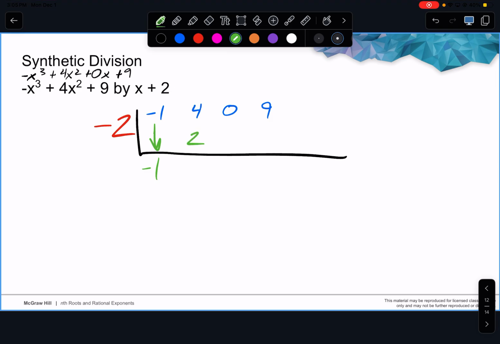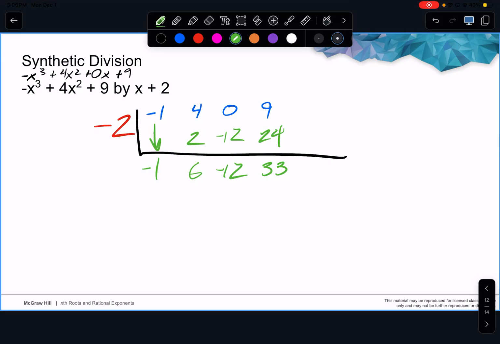Okay, so we're going to multiply. -2 times -1 is +2. Then we add. That gives me 6. 6 times -2 is -12. Then we add -12. Then we multiply, and we get 24. Some of you are looking at this like, this is weird. 33? That's right. Okay, now we take that and we put it into our polynomial.